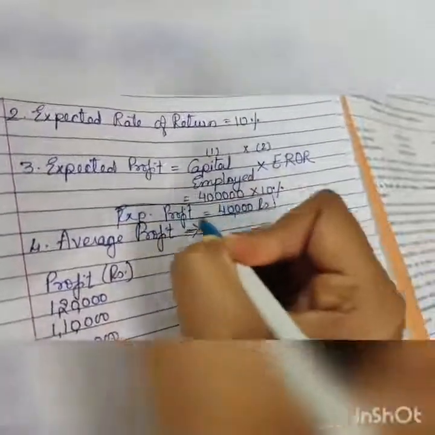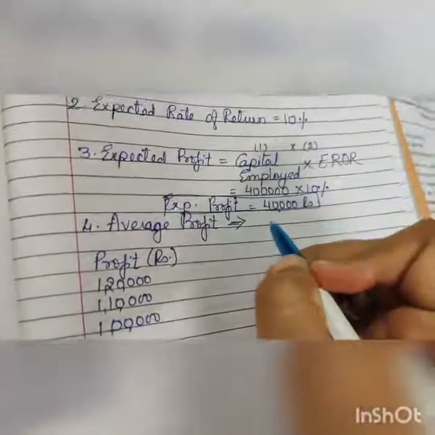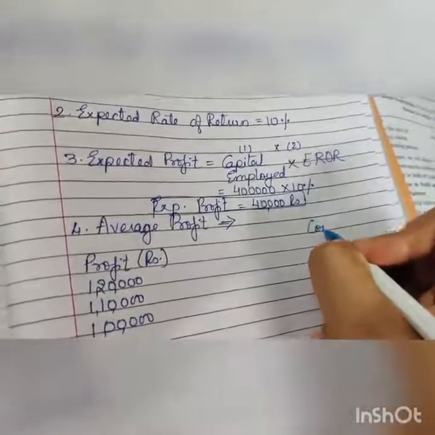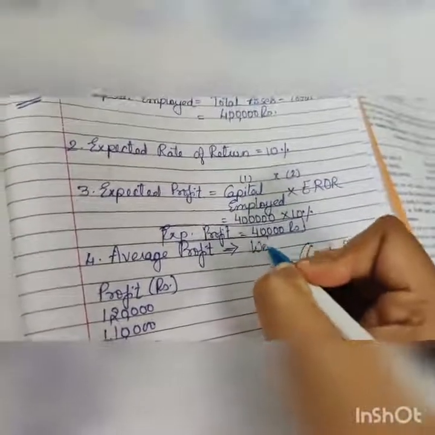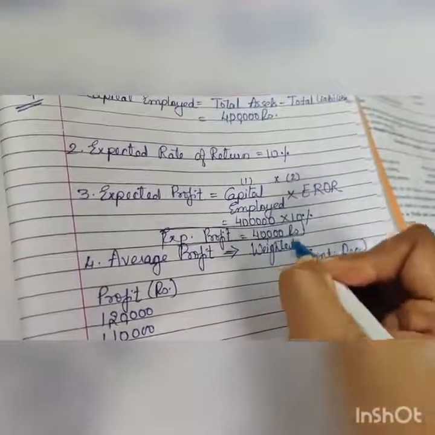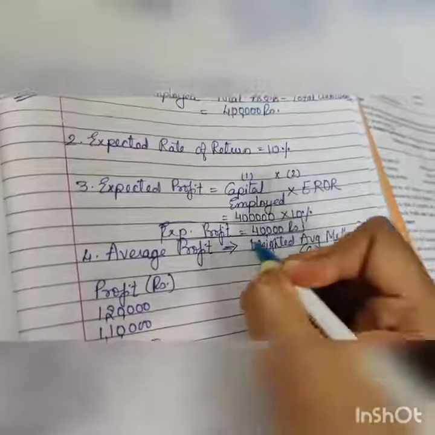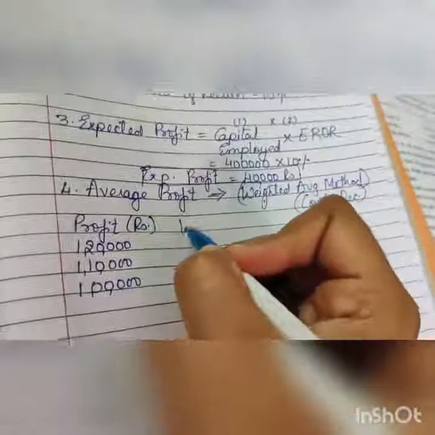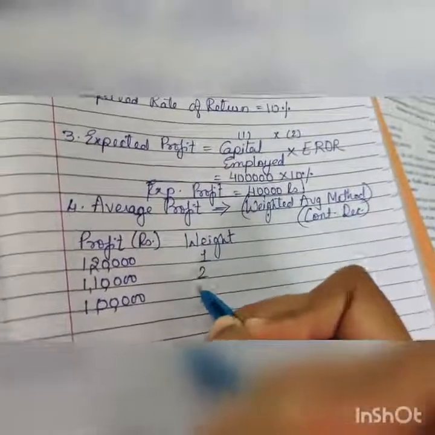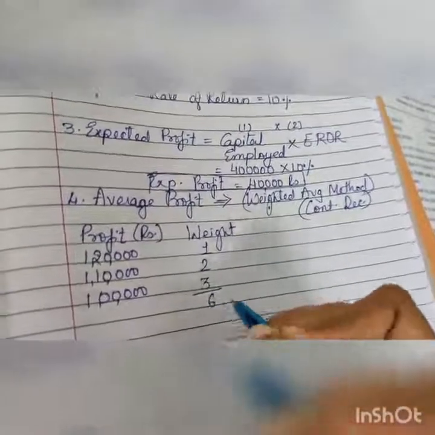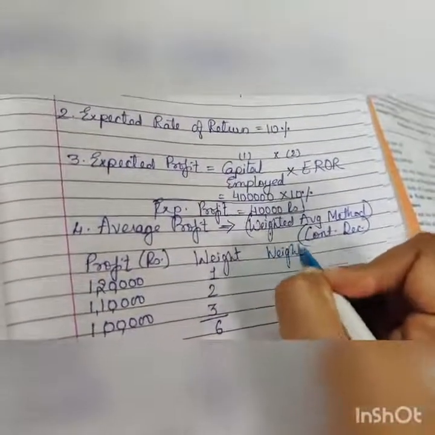Clear? Then average profit. In this sum we have already discussed that as the profit is continuously decreasing, we will do it by the weighted average method. Here the profit is already written. Now we will write down the weights: 1, 2, 3, and the total comes to 6. Now we will write down the weighted profit in rupees.